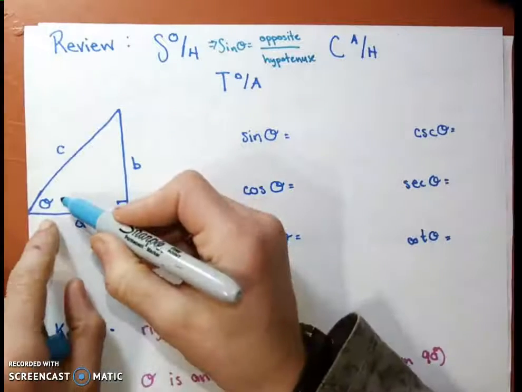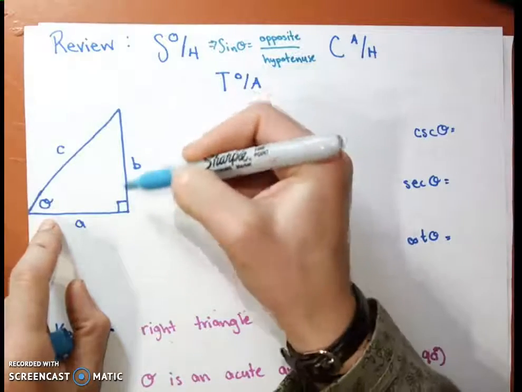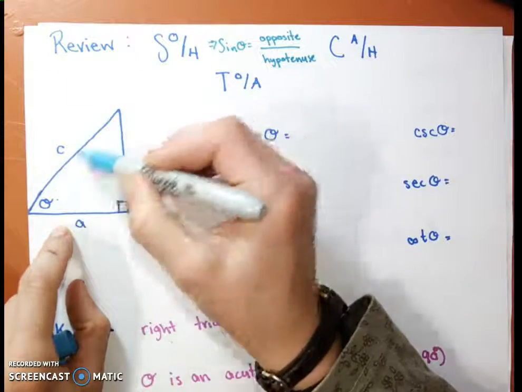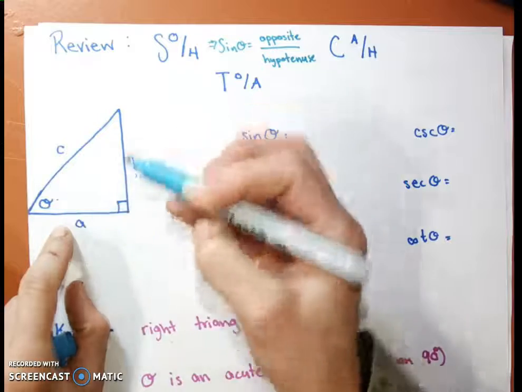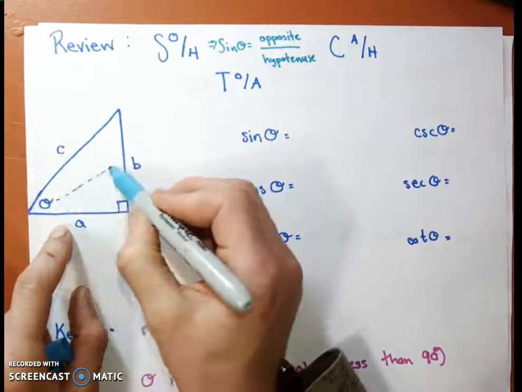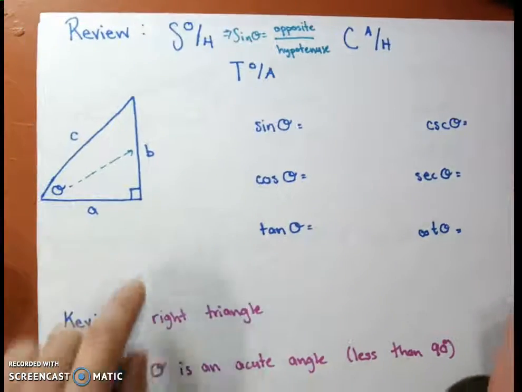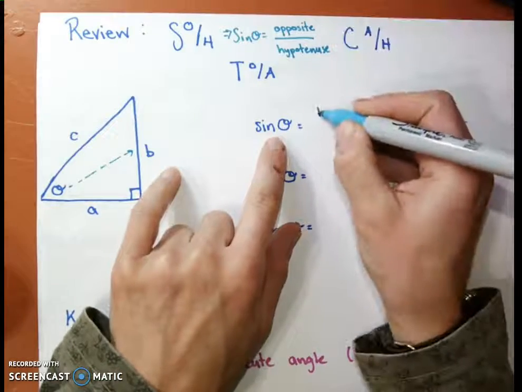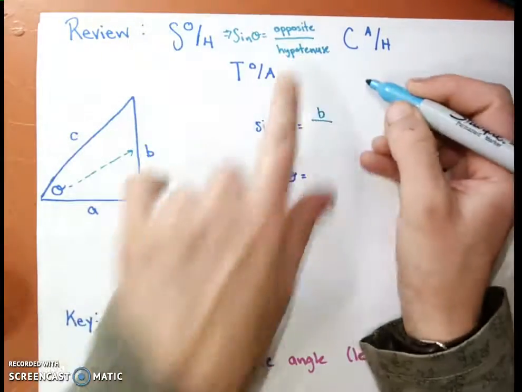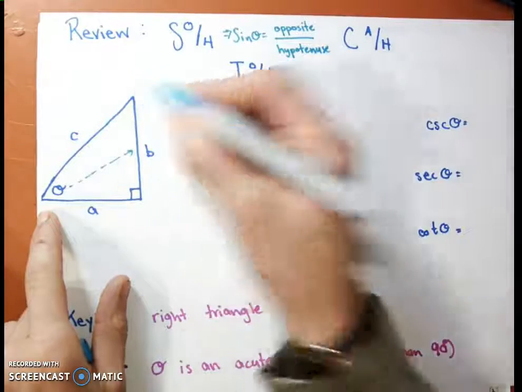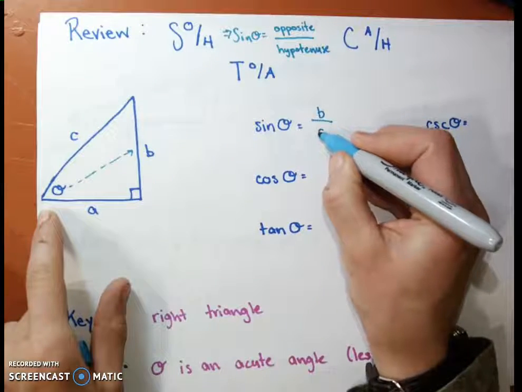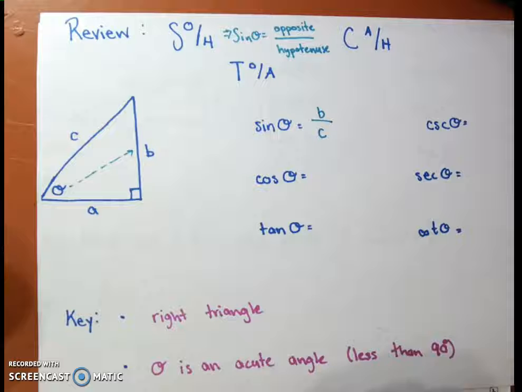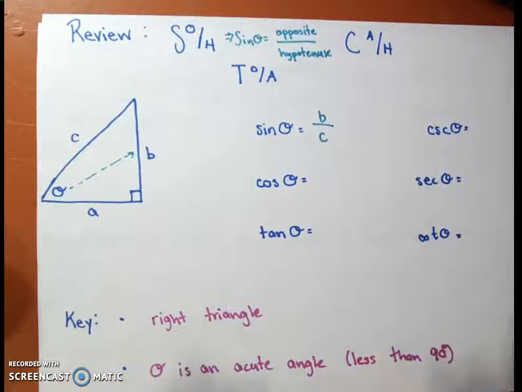So if my angle's theta, the opposite side length is the side that doesn't border theta, that doesn't border the angle. So we walk across, that's going to be the opposite. So to find sine of theta, I do opposite, which is B, over hypotenuse. This is the hypotenuse, so that's C. So sine of theta is B divided by C, just a ratio in this case.